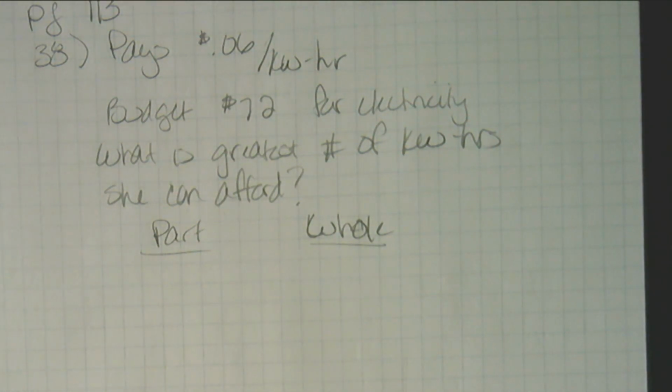Too many people are diving right into, oh, I must have to divide 72 by 0.06 and I'll get my answer. How do you know that? You don't know that. That might be true, but why? All right, so what are we measuring here? Come on, what are the things that we're measuring in this problem? What units are we looking at in this problem?